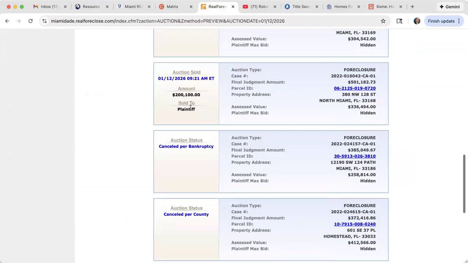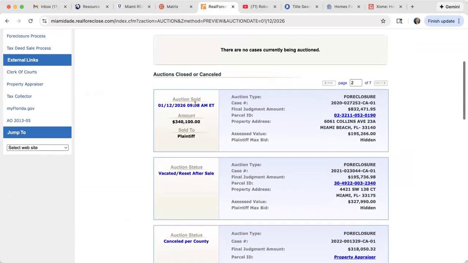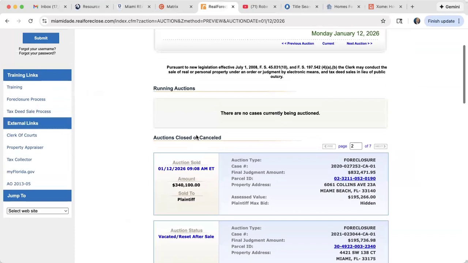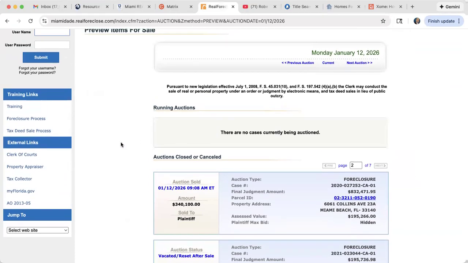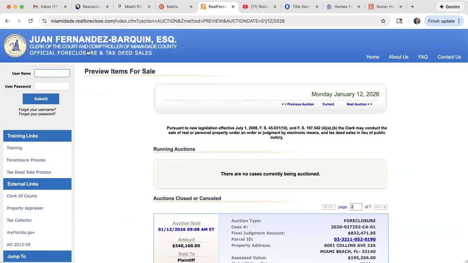Here's the plaintiff buying this one for $200,000. Here's the plaintiff buying it for 340. Whenever you see a plaintiff, that means the bank that owns the loan basically kept the property themselves. They outbid anybody else. So go to miamidade.realforeclose.com to find the clerk of court auctions.